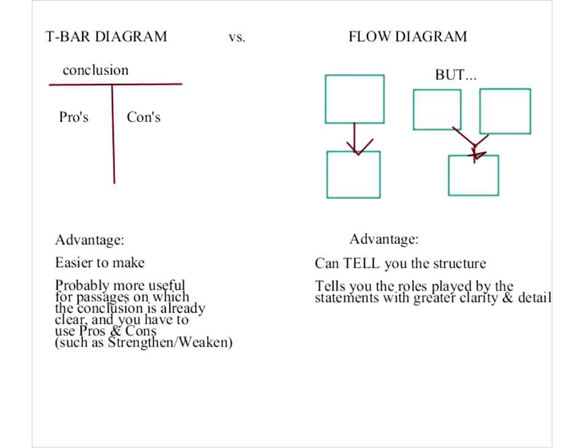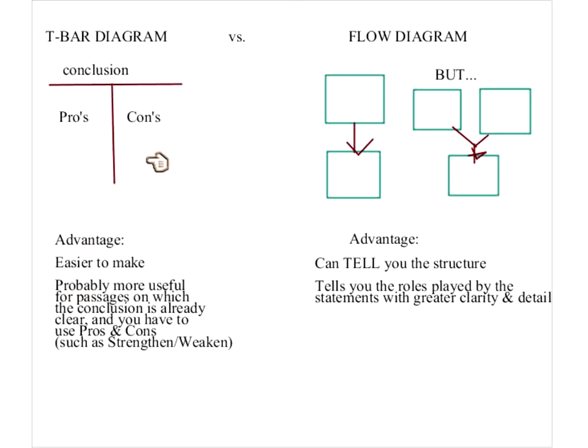Clarity meaning that you can just look at the diagram: this is going to be the conclusion, this is support, this is the opposing conclusion, this is support for the opposing conclusion. The T-bar, you can't see all that right away. And also detail, meaning in this diagram it's beyond pro and con. With the T-bar, you're not going to see a whole lot else.